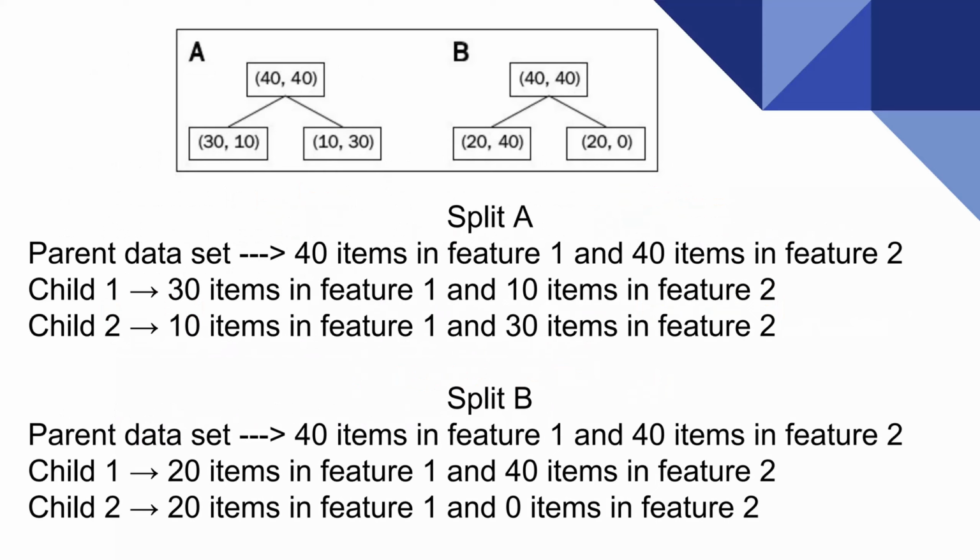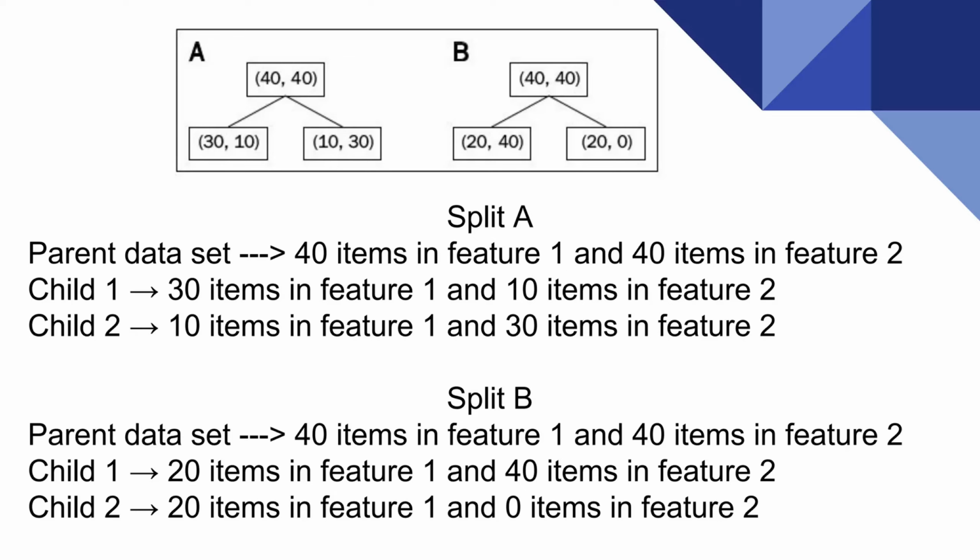Split A, parent node: 40 items in feature 1 and 40 items in feature 2. Child 1: 30 items in feature 1 and 10 items in feature 2. Child 2: 10 items in feature 1 and 30 items in feature 2.